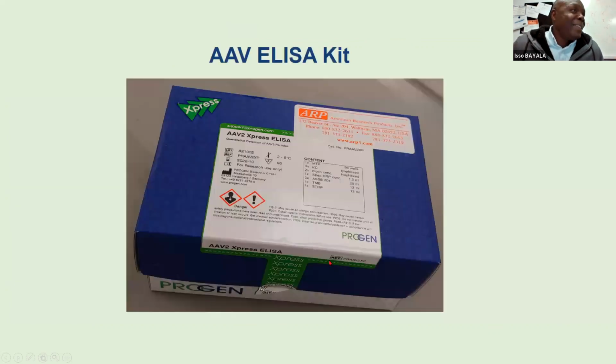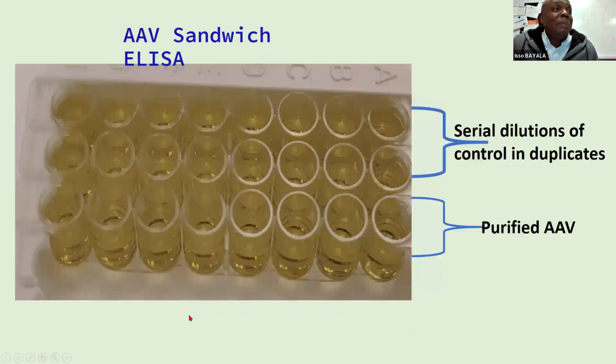Next slide, please. There is also an ELISA kit specific to AAV2. The qPCR is specific to all the AAVs, all the serotypes, but the ELISA is specific to AAV2. So we purchased that kit. We didn't have much time to make many runs, but we ran this test three times, and we got almost the same result. That will be on the next slide.